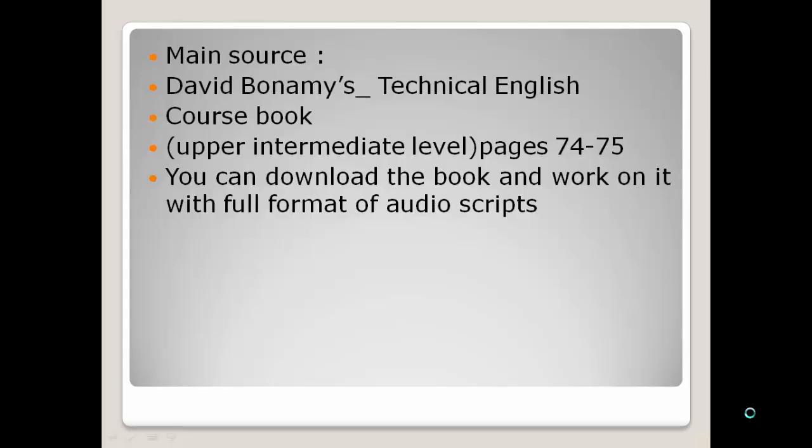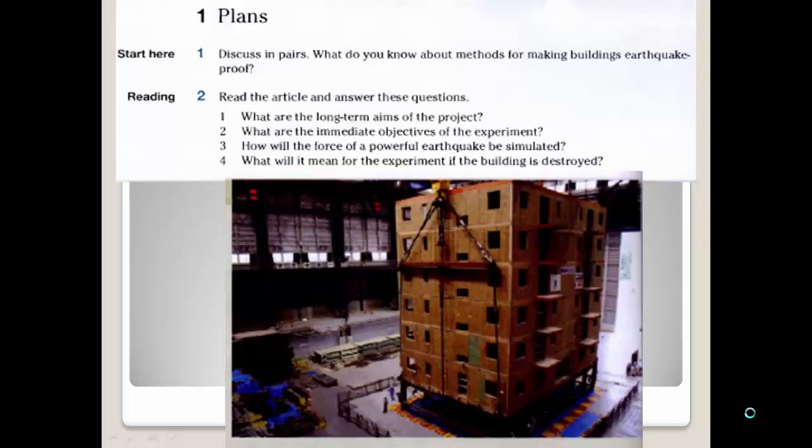well. The main source of this unit is taken from David Bonamy's Technical English course book. If you want more materials and audio scripts, you can surf the net and download the book and work on it with the full format of the audio script. The level of the book is upper intermediate, and the pages are exactly 74 and 75. So let's start the lesson, plans of testing.